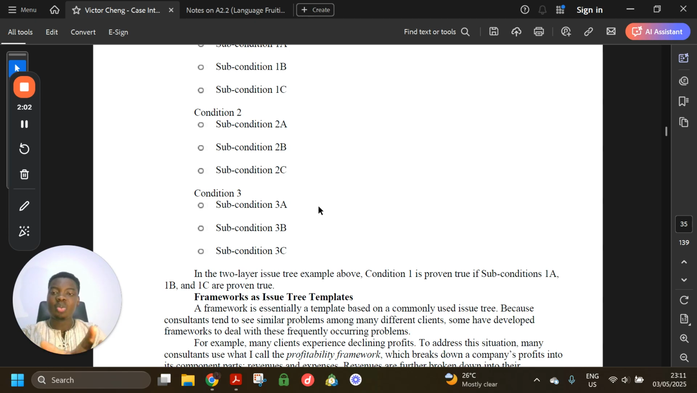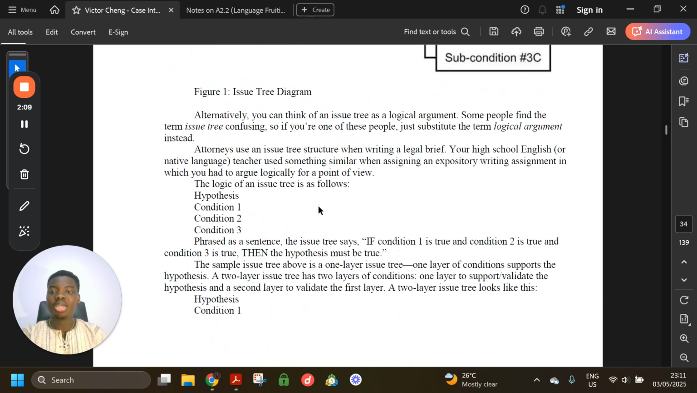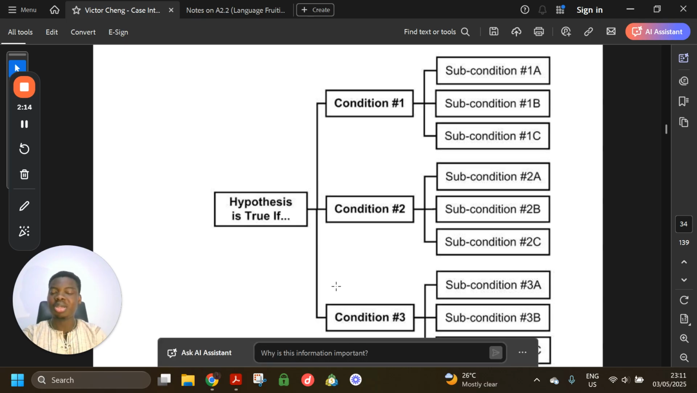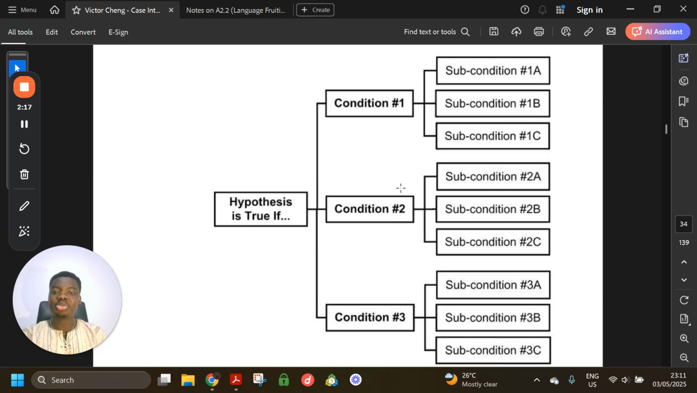Of course, you can have a one-layer issue tree or a double-layer issue tree. A one-layer issue tree will just be the hypothesis is true if condition 1 is true and condition 2 is true and condition 3 is true. A two-layer issue tree would be hypothesis is true if condition 1 is true and subconditions 1a, 1b, and 1c are true, and condition 2 is true and subconditions 2a, 2b, 2c are true, etc.